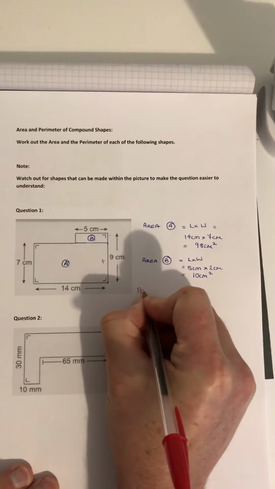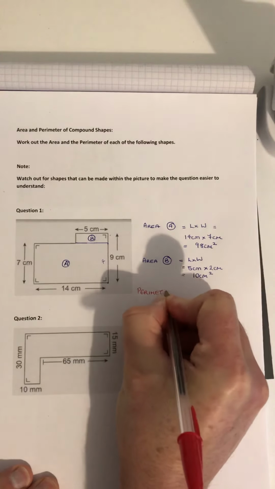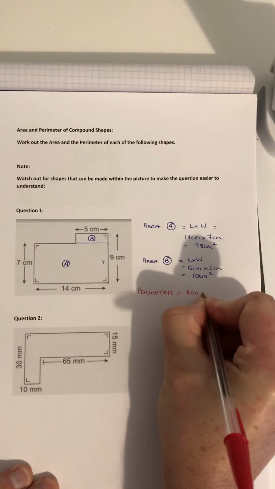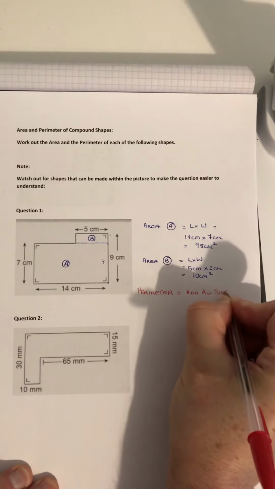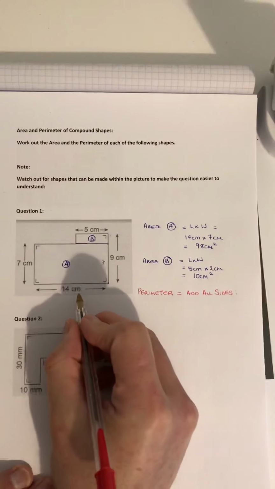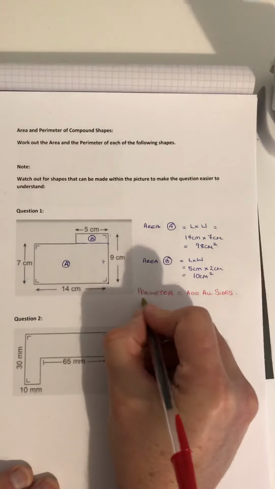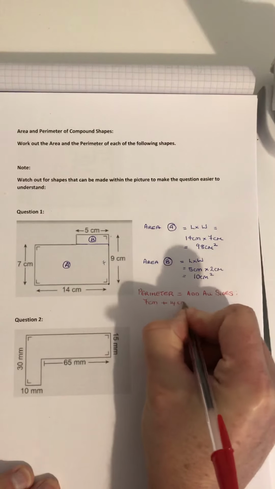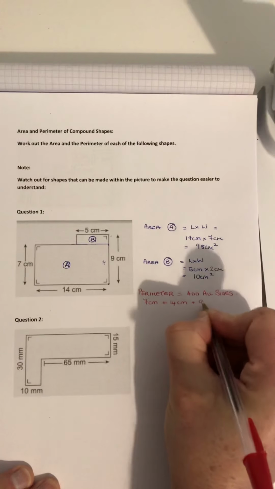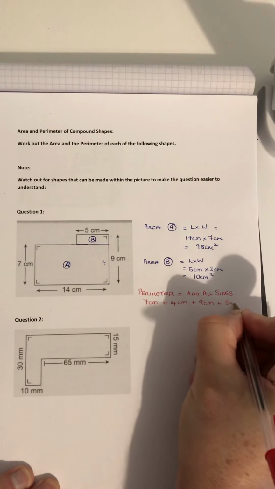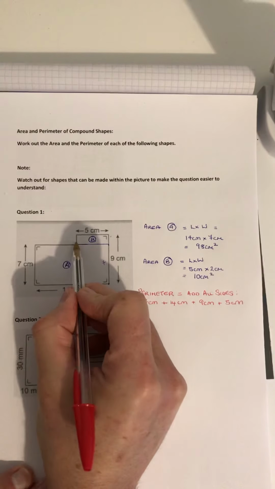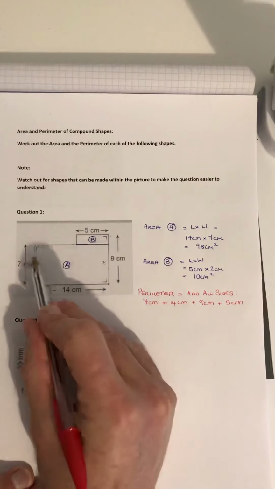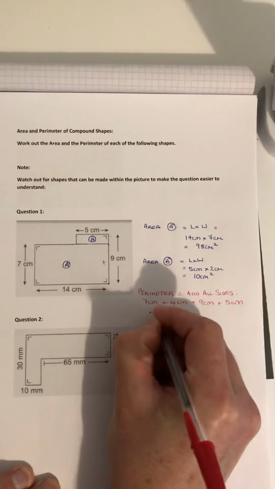Now to find the perimeter, we need to add up all the sides. So the first one I'm going to start with is 7 centimeters, plus the next one, 14, plus 9, plus 5. Now, what did we say this little bit here was going to be? 9 was the long bit, take away the bit we know is 7. So that leaves plus 2.